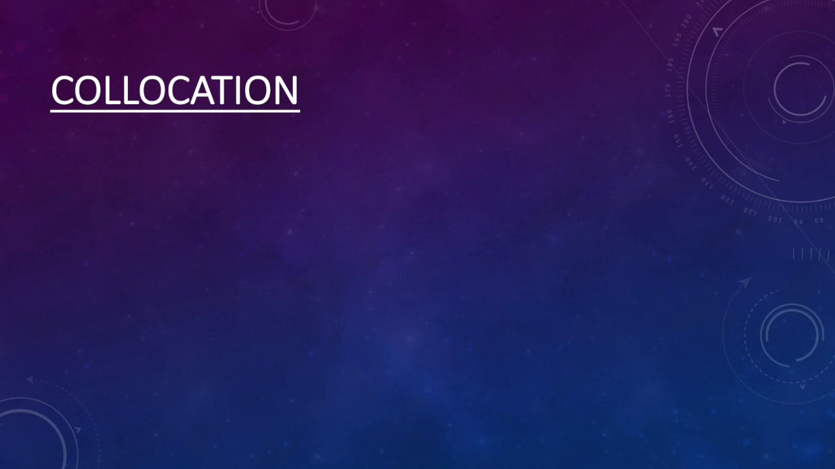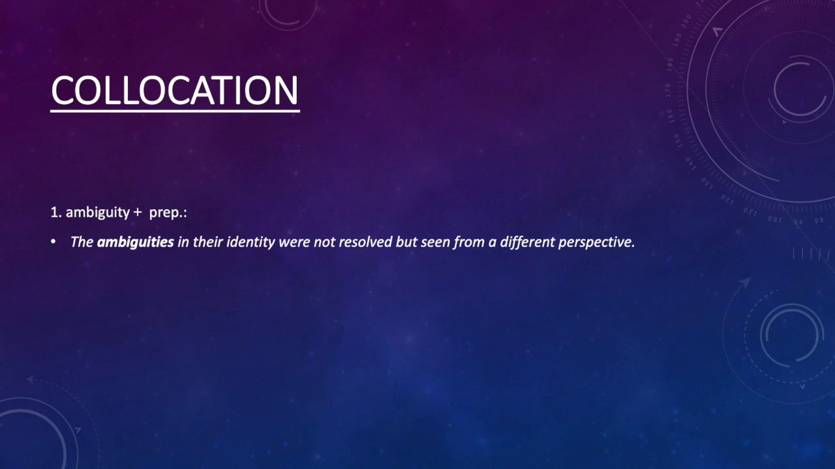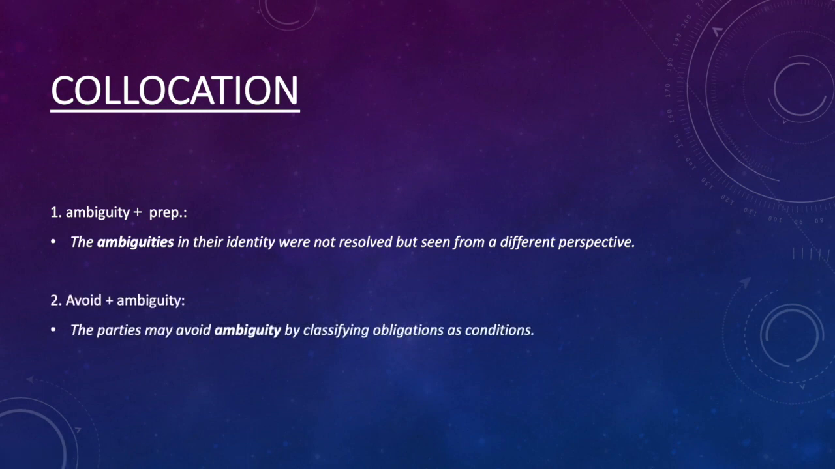Now let's take a look at the collocation for the word ambiguity. Typically, we use ambiguity in front of a preposition, like ambiguities in, for example. And secondly, we would always use the word avoid in front of ambiguity, like in order not to confuse someone.